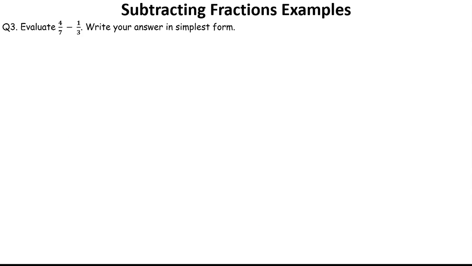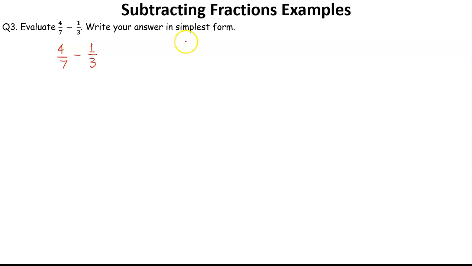Example number 3. Evaluate 4/7 minus 1/3. So I would write that straight into my workbook, if I was doing this, which is what I'm expecting you to do. 4/7 take away 1/3. They're both proper fractions, so my rule number 1 has been satisfied. Rule number 2, I need to have a common denominator. So again, I need to think about how I am going to find equivalent fractions so that they have a common denominator.